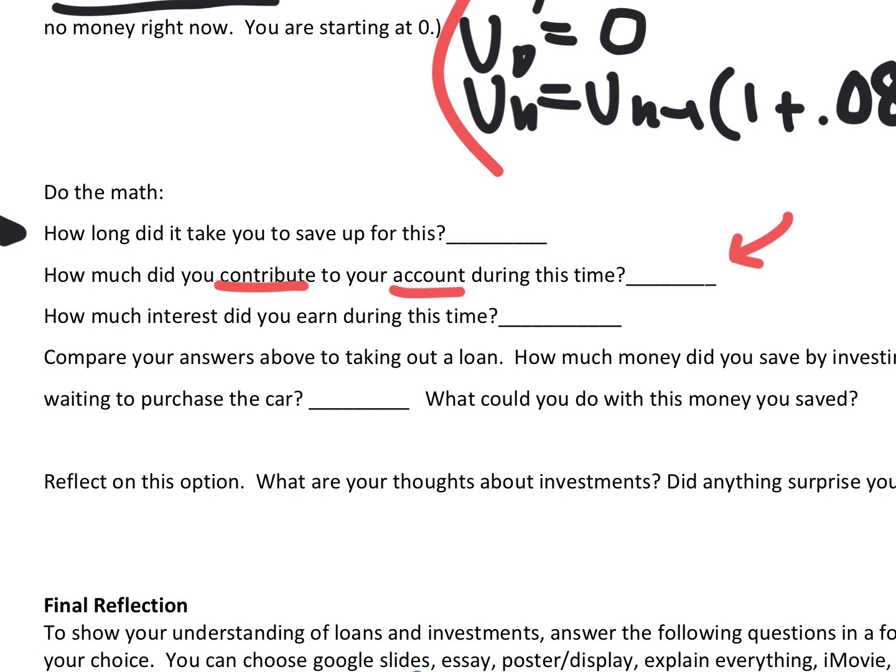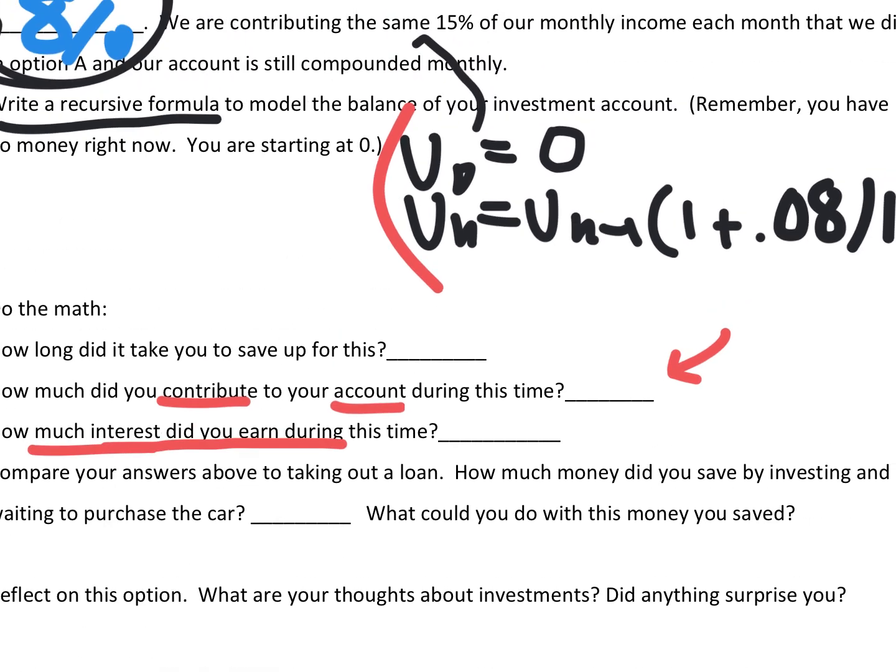So on the loans, we figured out how much interest you paid on a loan. Here, it's how much interest did you earn. So you're going to have to figure out, I only put in this much, but I've got more than that. And you'll be able to figure out how much interest you earned. Yes? Can you use a 1 in the start payment? Nope. No?